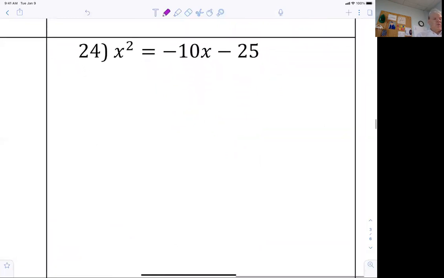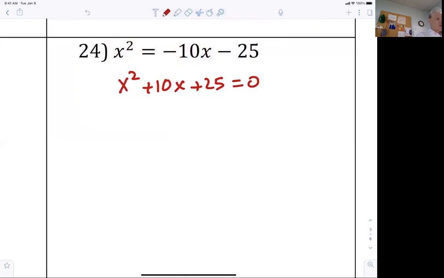All right, so what's wrong with 24? Right, because it's not set equal to 0. All quadratics are always going to be set equal to 0. So I have to move them. And then when I move them, all I have to do is change the signs. So I'd like everyone to rewrite this as x squared plus 10x plus 25 equals 0. Anybody have any issues with that?